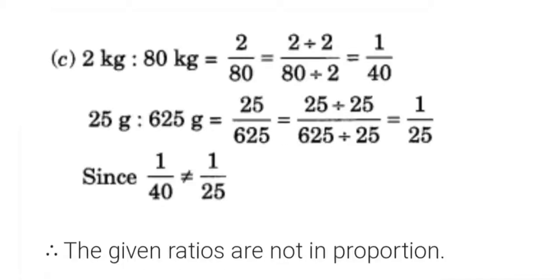Now see number C, 2 kg ratio 80 kg and 25 gram ratio 625 gram. So 2 upon 80, both are divisible by 2, so it will come 1 upon 40. And 25 upon 625, these two are divisible by 25, so it will come 1 upon 25. Now you can see both are not equal. That's why both are not in proportion.